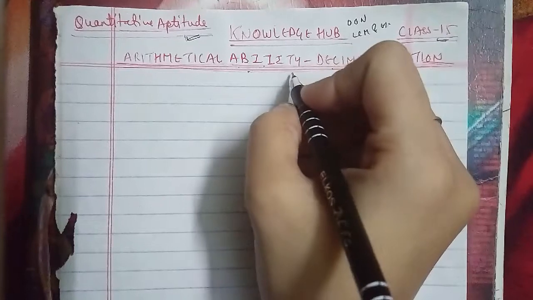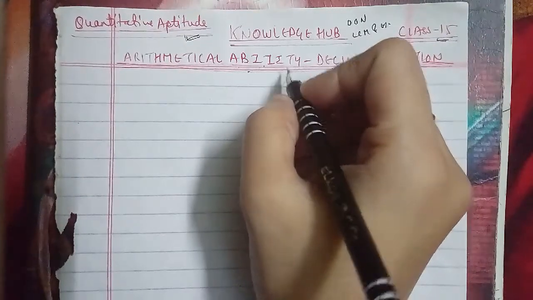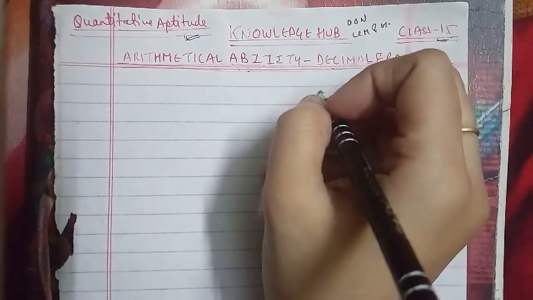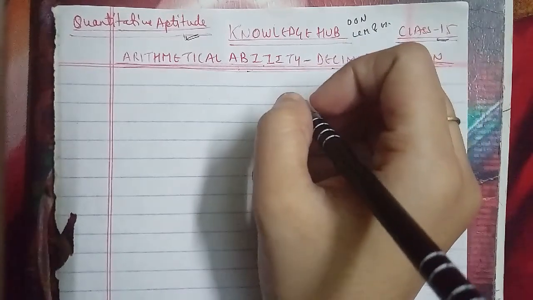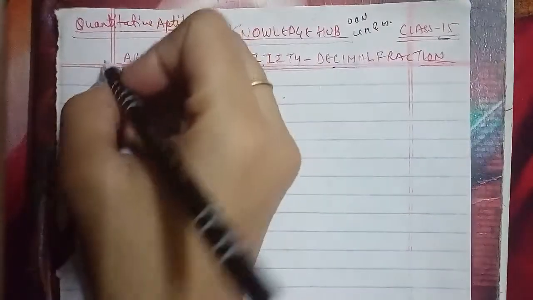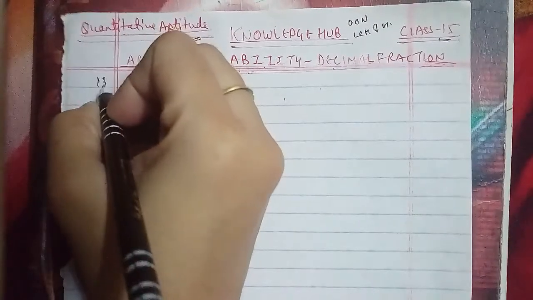This is the third chapter or the third unit of arithmetical ability. In decimal fraction, we had done 133 questions of the session. Today we'll start with the 134th question of the session, and as I told you, this is your 15th class.